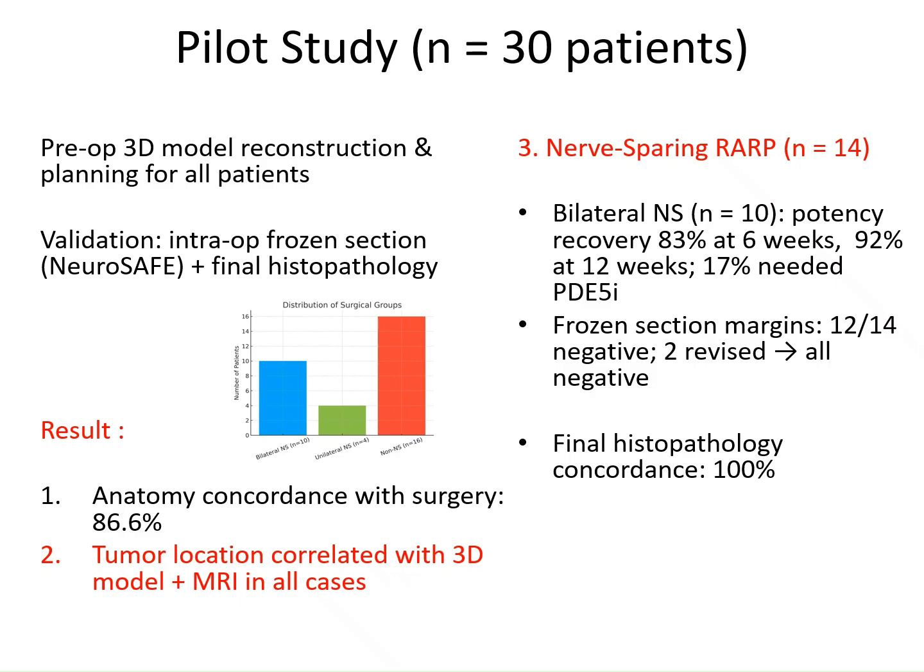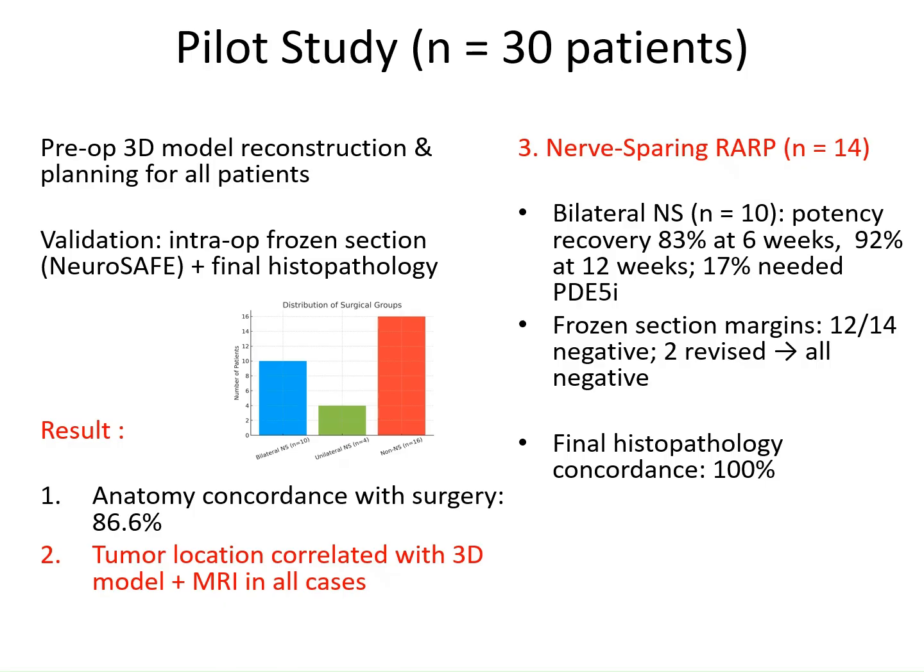We validated this approach in 30 patients. Preoperative 3D model reconstruction and planning was done for all patients, and validation was done in terms of intraoperative frozen section using the NeuroSAFE technique and final histopathology. Anatomical concordance with the surgery was 86.6%, and tumor location correlated with the 3D model plus MRI in all cases. Nerve-sparing radical prostatectomy was done in 14 patients, out of which 12 had negative frozen section margins and 2 required intraoperative revision to achieve negativity. Final histopathology concordance was 100%.